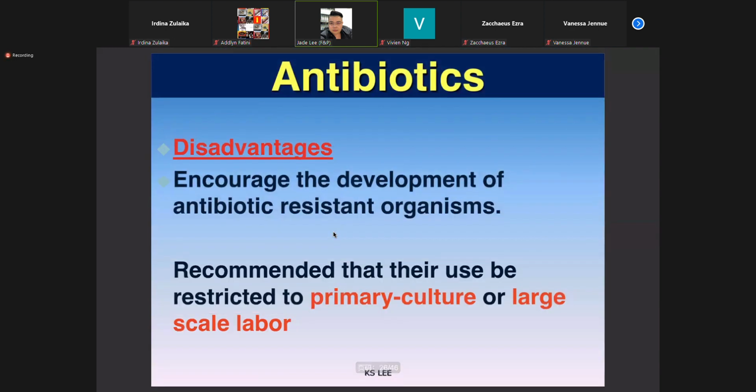What are the disadvantages of using antibiotics? Of course, you encourage the development of antibiotic resistant organisms. Okay, so we don't want this to happen. That's why if you misuse antibiotics, you can cause very serious problems of encouraging the existence of antibiotic resistant organisms, or what we call superbugs. It is recommended that the use be restricted to the primary culture in large scale level.